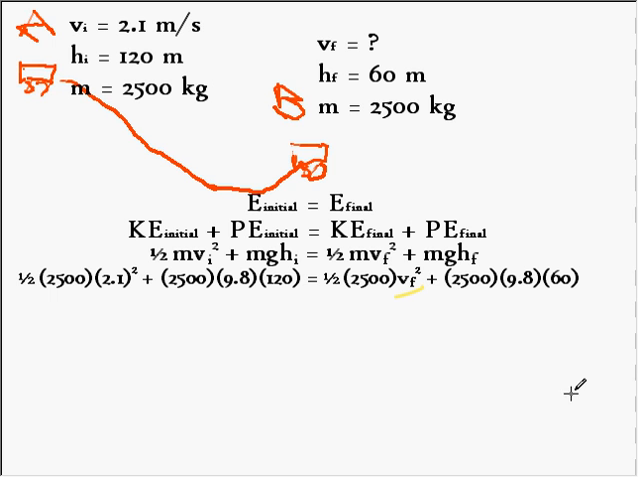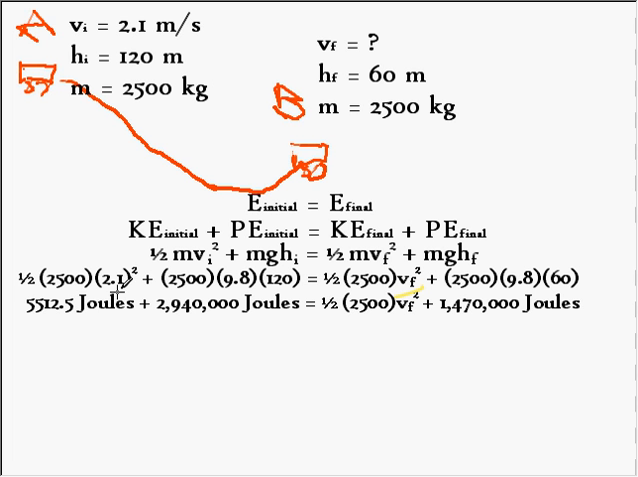Okay, let's go ahead and punch these numbers into our calculator and simplify and see what we get. We can solve for the initial kinetic energy by multiplying through 1/2 times 2,500 times 2.1 squared, giving us 5,512.5 joules. Do likewise for potential energy, giving us 2,940,000 joules. And on this side, we can only solve for the potential energy because we know the height and we don't know the final velocity. That's the whole point in this problem.